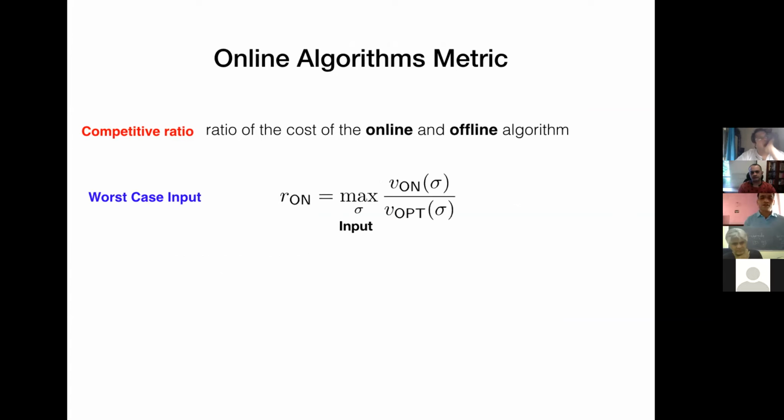So an online algorithm is represented by ON, and an optimal offline throughout the talk will be OPT. We are going to look at the cost of this online algorithm and take the ratio with respect to the optimal offline algorithm, which knows the input sequence in advance, and then look at the worst possible sequence which can be given to a particular algorithm. So that's what is going to be defined as competitive ratio for a particular online algorithm. Our quest is to find an algorithm which has the minimum such competitive ratio.